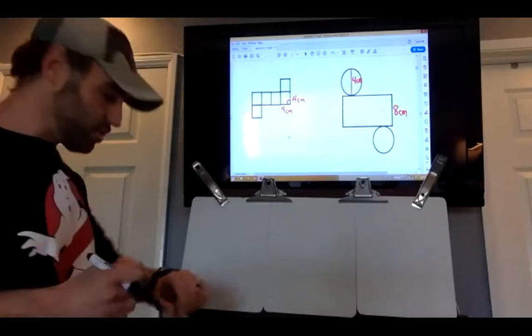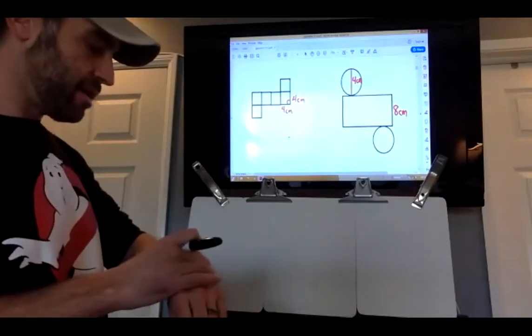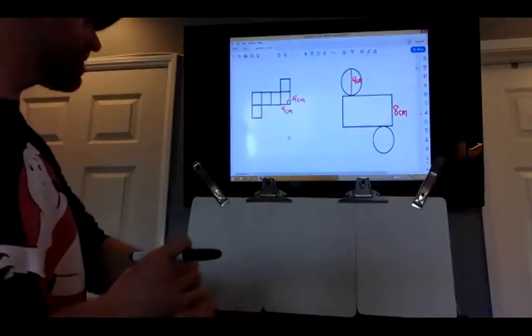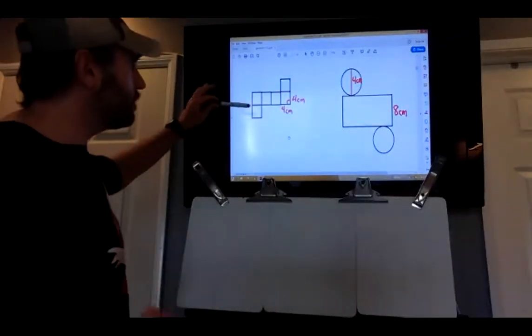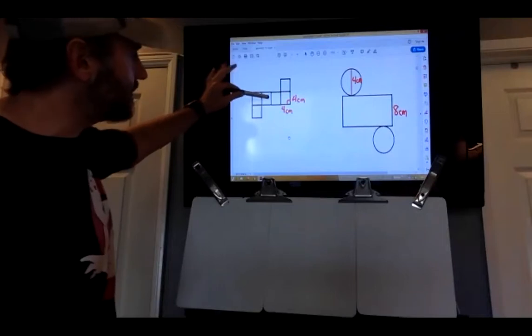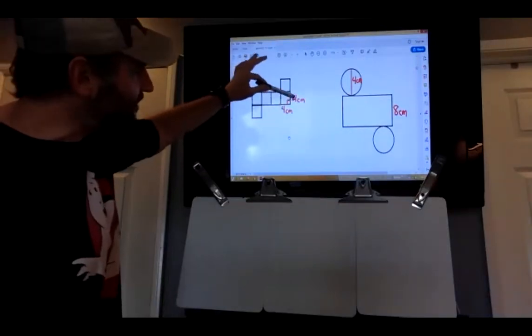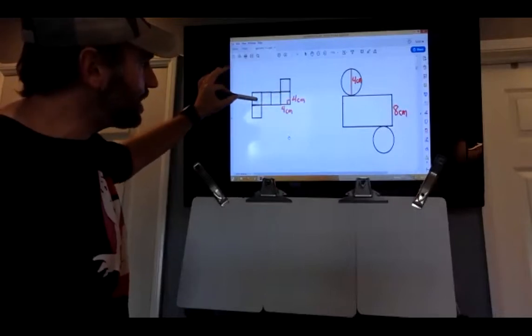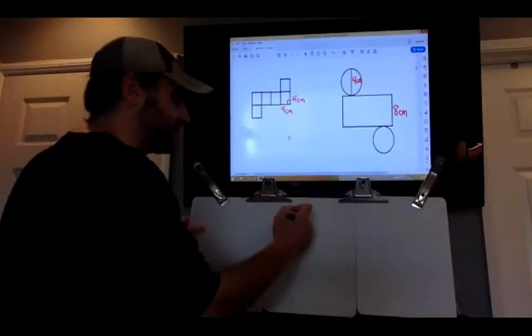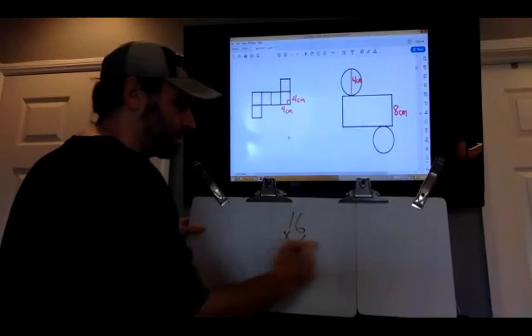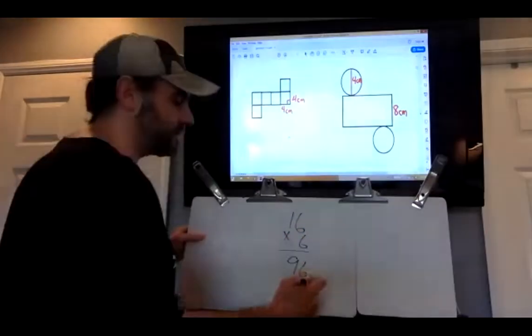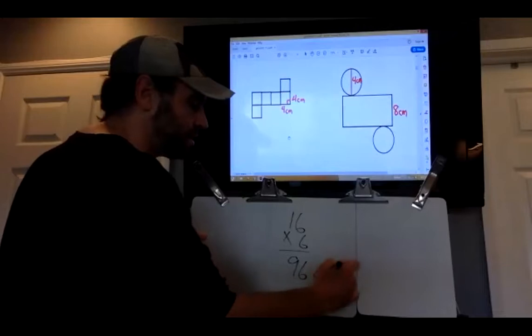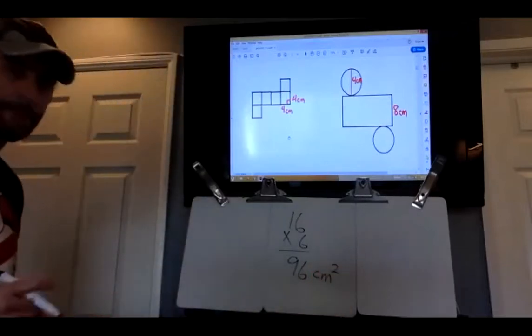Okay, let's go over the problem. We're a minute and a half in. Everybody stop what you're doing and take a look up here. Okay, so for this, you're basically finding the area of each one of these. So it's 4 by 4, so it's 16, and then there are 6 of those faces. So it's basically 16 times 6. So you get 96, and don't forget your units. We're measuring area. Centimeters squared.